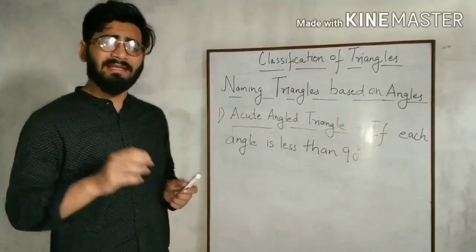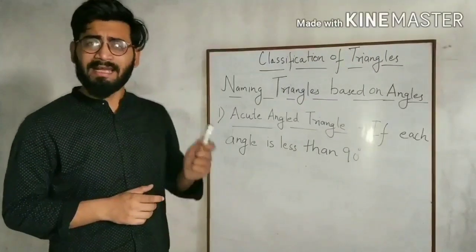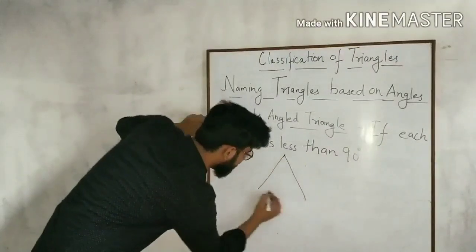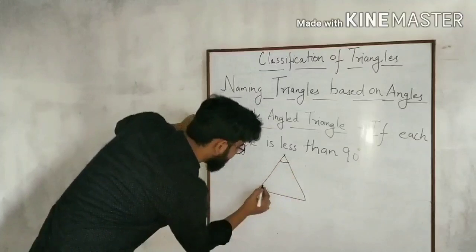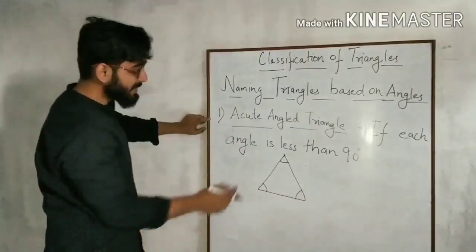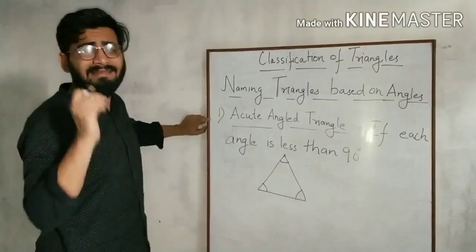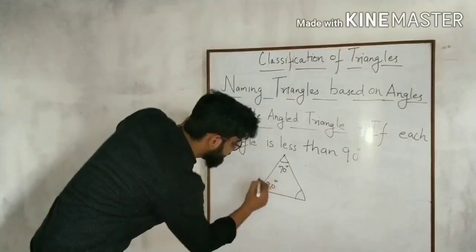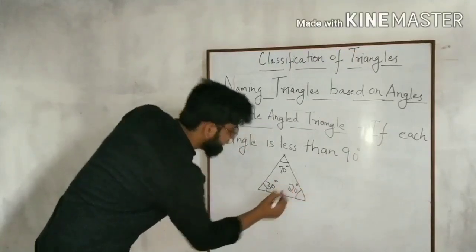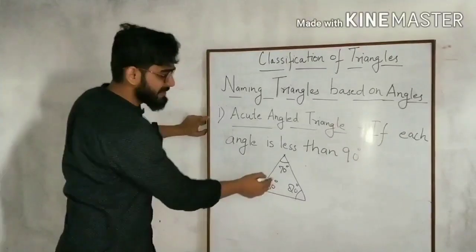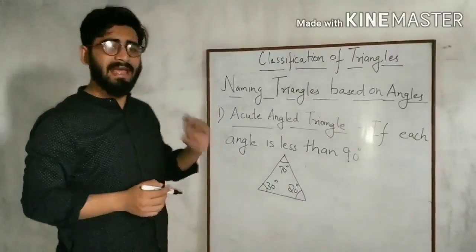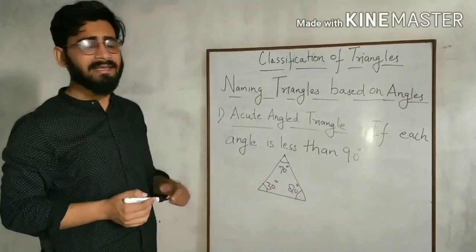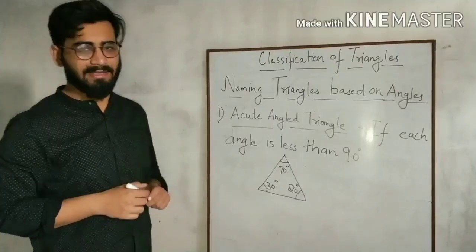If each angle of a triangle is less than 90 degrees, then it is an acute angle triangle. Look here, suppose this is a triangle, and these are the angles of the triangle. If each of the angles is less than 90 degrees, suppose this is 70 degrees, this is 30 degrees, and this is 80 degrees, then you can clearly see that each of the angles is less than 90 degrees, then it is an acute angle triangle. Understood? If each angle of a triangle is less than 90 degrees, then it is an acute angle triangle.